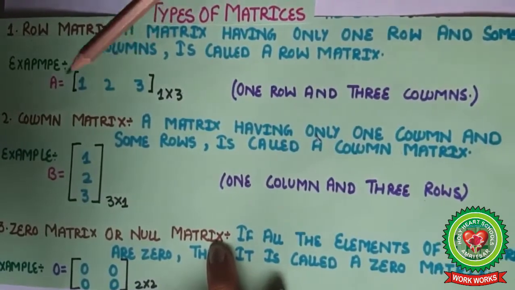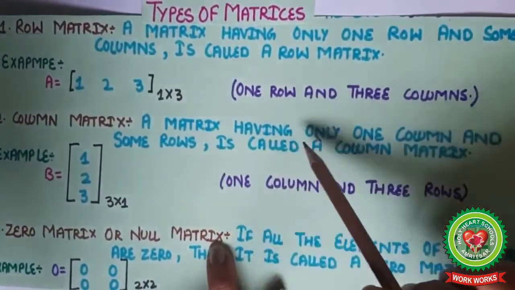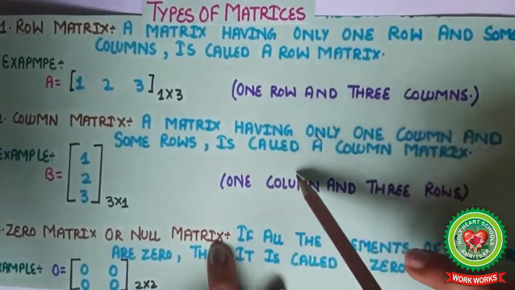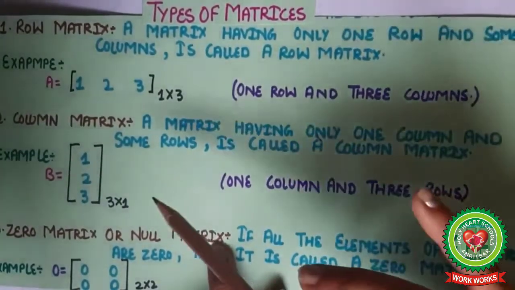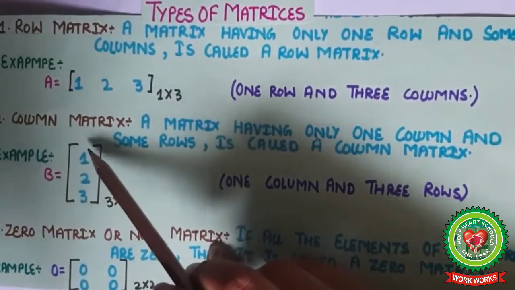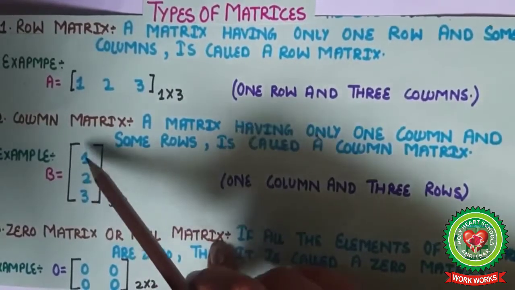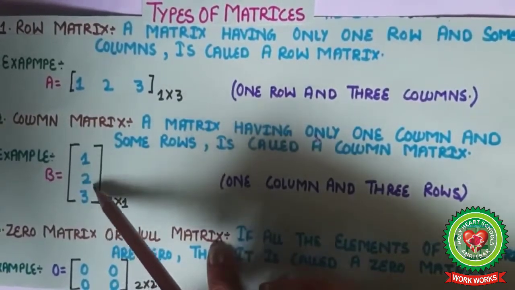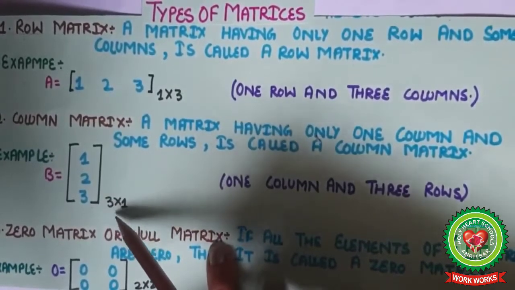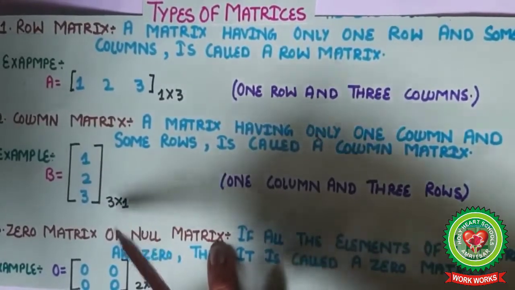Next type of matrix is column matrix. Now what is column matrix? A matrix having only one column and some rows is called a column matrix. Here for example I have taken matrix B equals to 1, 2, 3. This matrix is having only one column and 3 rows. So that's why its order is 3 by 1, because it has 3 rows.